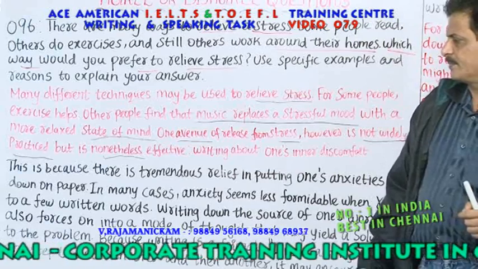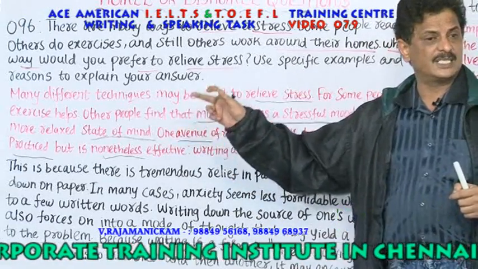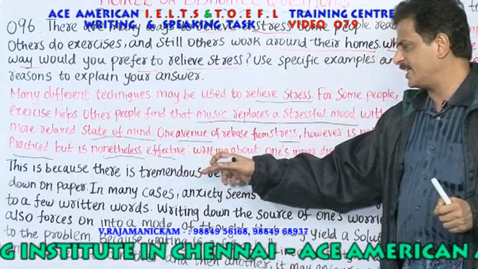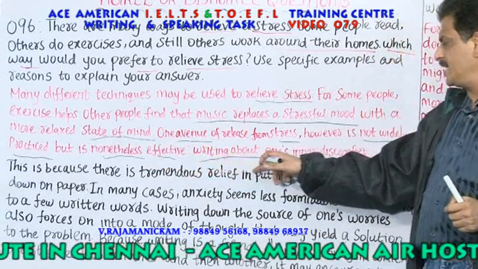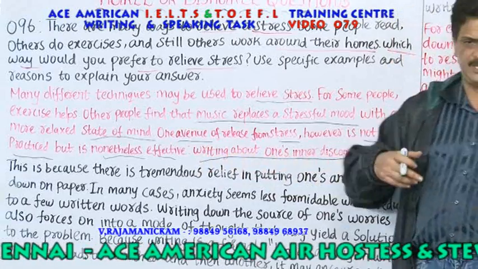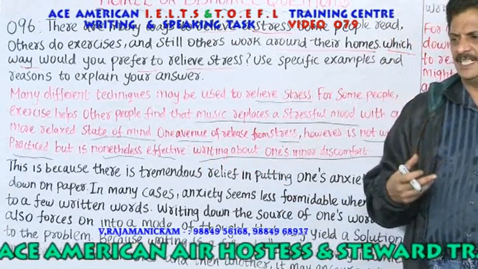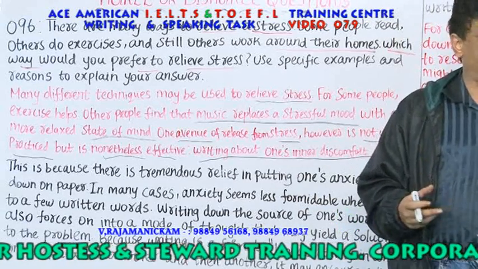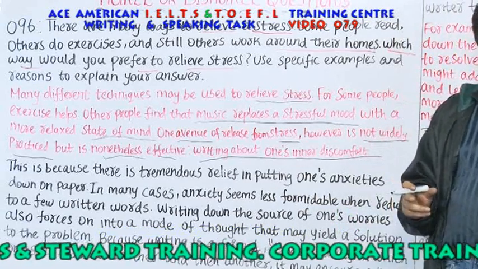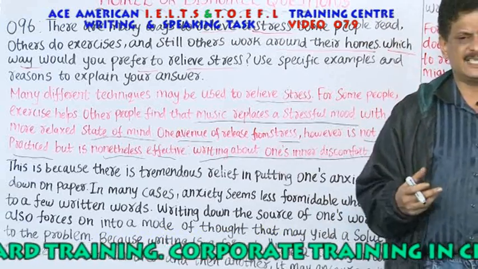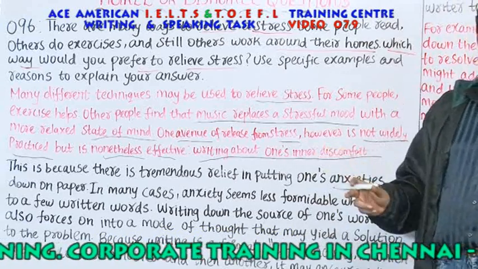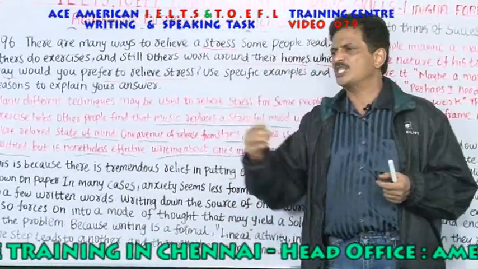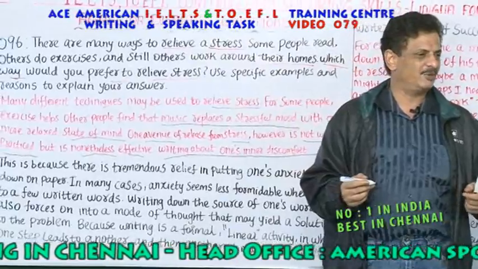Nonetheless, which is not less important. It is very important. Effective. What is that effective way of releasing the stress? Writing about one's inner discomfort. So the discomfort, the uneasiness inside you that causes stress, and to release this discomfort, what you have to do is go in for writing all your problems. When you start writing, your stress and everything goes off.